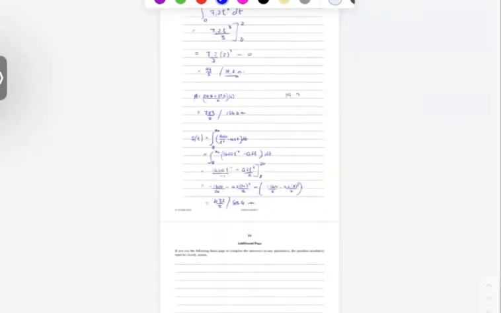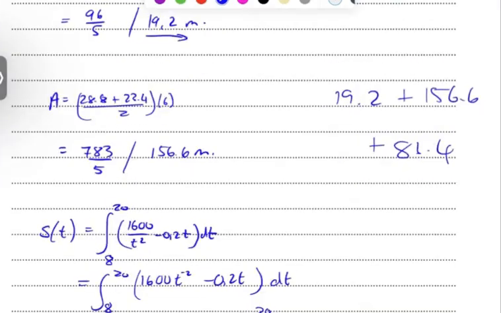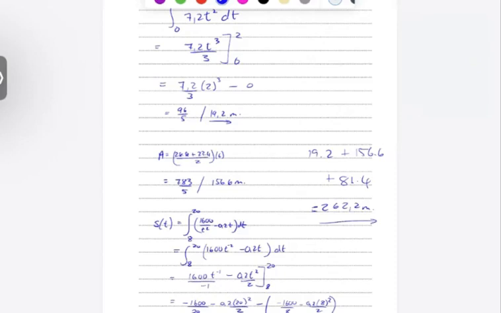So 19.2 plus 156.6 plus 86.4, and that gives me 262.2 meters. That is my total distance.